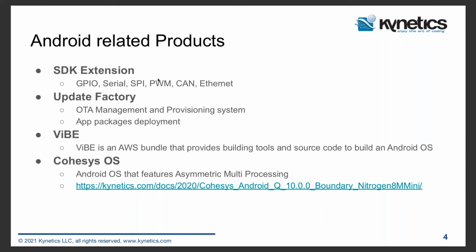Last but not least, Coesis is our operating system that features asymmetric multiprocessing. You're familiar with i.MX 7 back in the days, and now i.MX 8. They feature a microcontroller and a microprocessor in the same package. To exploit those hybrid architectures, we bake an operating system that may help you approach that architecture.